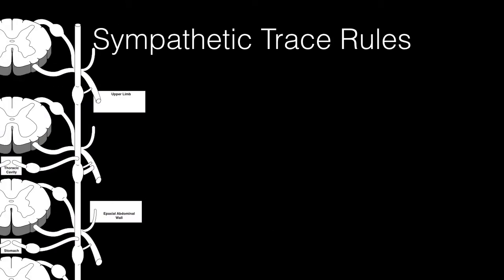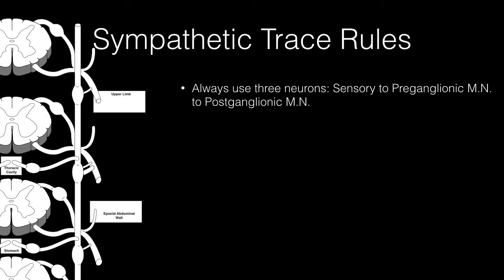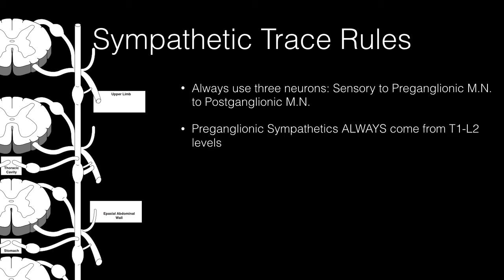A couple more rules. We always use three neurons. We have the sensory in, and we have the preganglionic motor neuron to a postganglionic motor neuron. Always the three neurons. You can also have interneurons, but this is the general pattern you need to know. Sensory, pre to post. You have to know this. I stress this a lot. Preganglionic sympathetics always come out of T1 through L2.